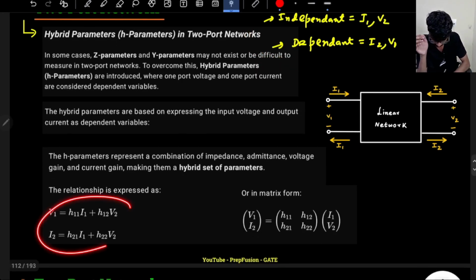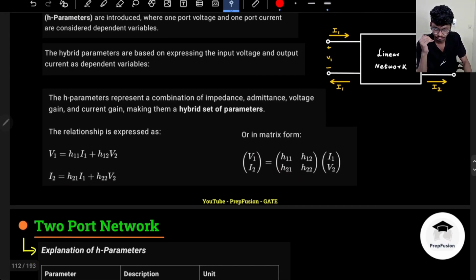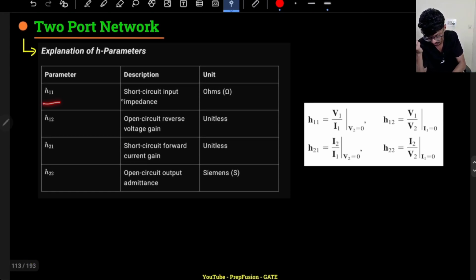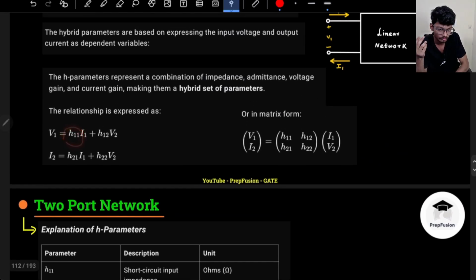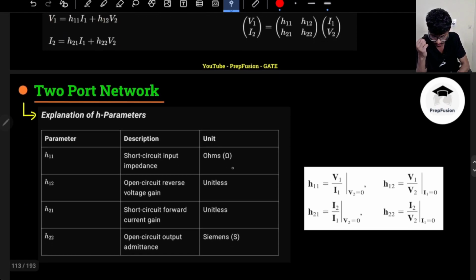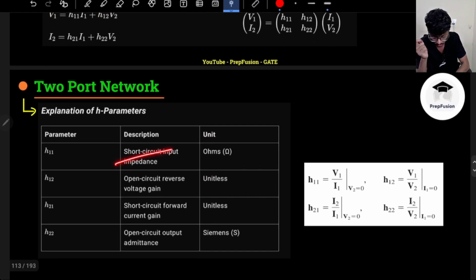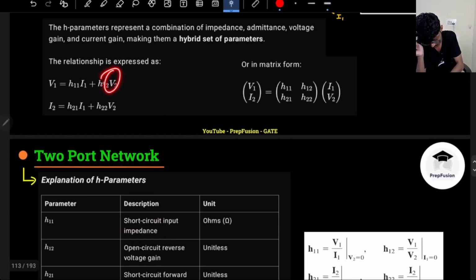So this is the equation format and this is the matrix format. These are the descriptions of H11, H12, H21, H22. If I have to find H11, what do I need to do? I first make V2 0, then the ratio of V1 by I1 will give me H11, as it is a ratio of voltage and current. That's why the unit is ohms, and it is called short circuit input impedance, because I make my voltage 0.